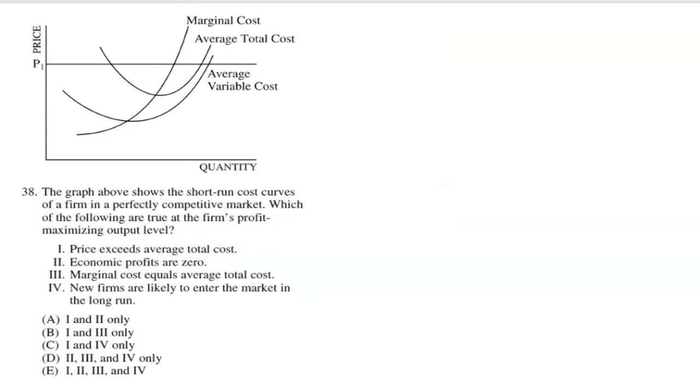Question 38. The graph above shows the short run cost curves of a firm in a perfectly competitive market. Which of the following are true at the firm's profit maximizing output level? Remember, profit maximizing is where MR equals MC, or we could rewrite this to say price equals marginal cost. So in other words, right here is going to represent our profit maximizing quantity.